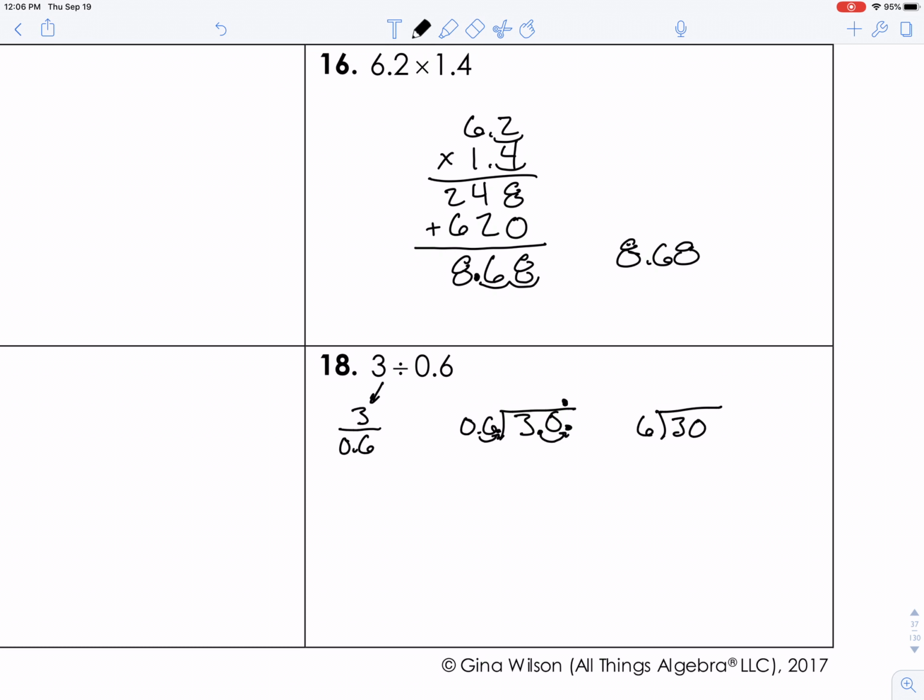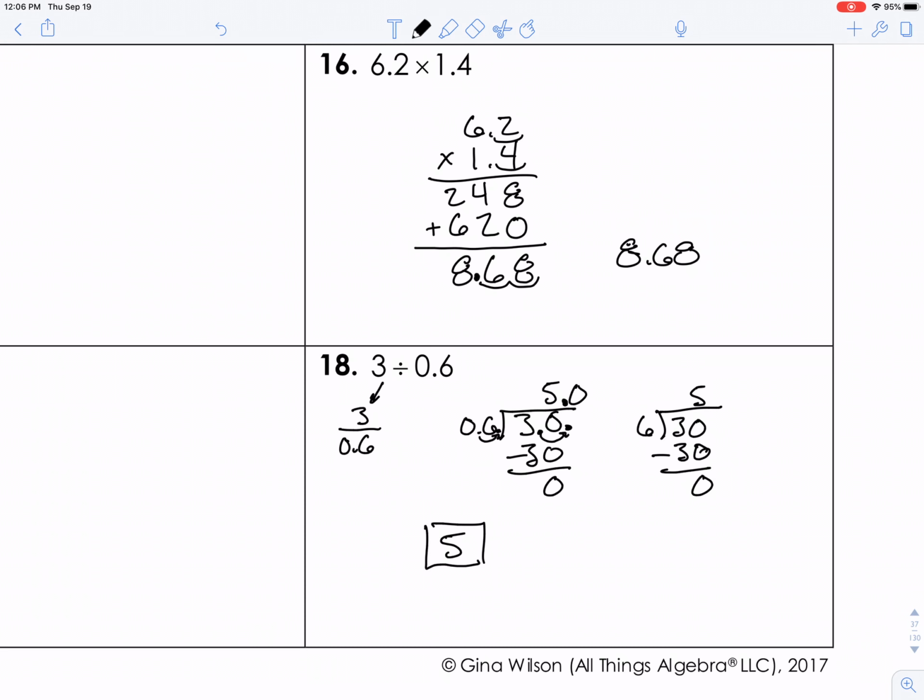Okay, does 6 go into 3? No, so I don't write anything. Does 6 go into 30? Yeah, 5. 5 times 6 is 30. Subtract that. Sorry about that. That is a 0. Shout out to Michael. Same thing over here. 6 goes into 30 5 times. 5 times 6 is 30. Subtract that. I'm sorry, that's a 0. And that's a 0. So our answer is just 5. If you want, you can put 5.0, but our answer is just 5.